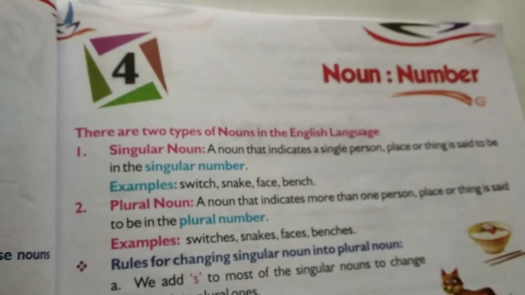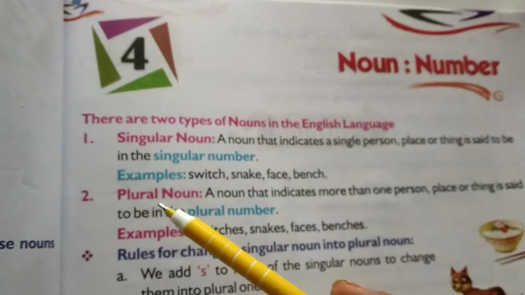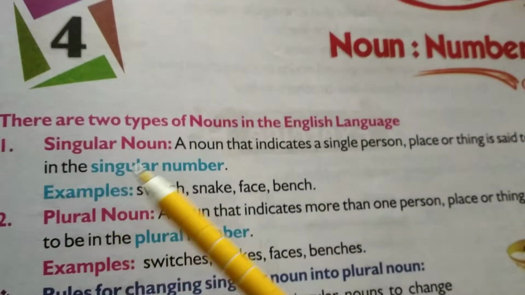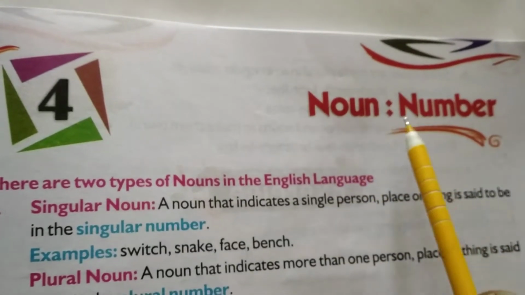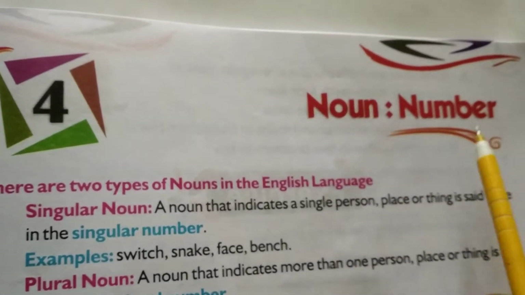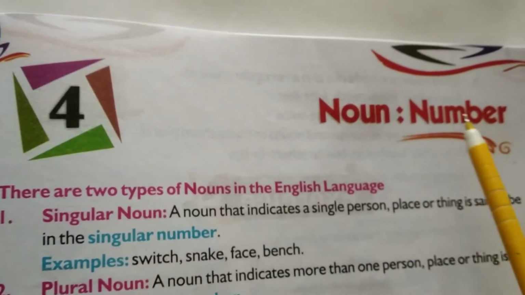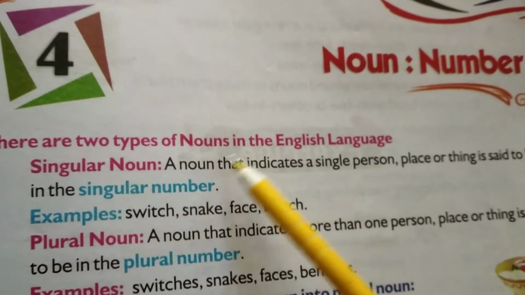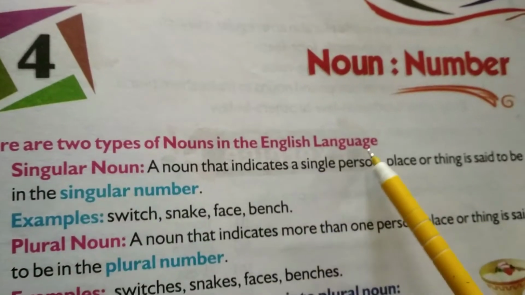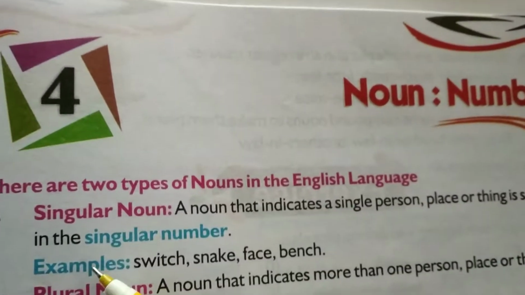Now we'll read lesson number 4 of English 1. The name of the lesson is Numbers of Nouns. In this chapter we will read what are noun numbers. There are two types of nouns in the English language. First one is singular and plural.